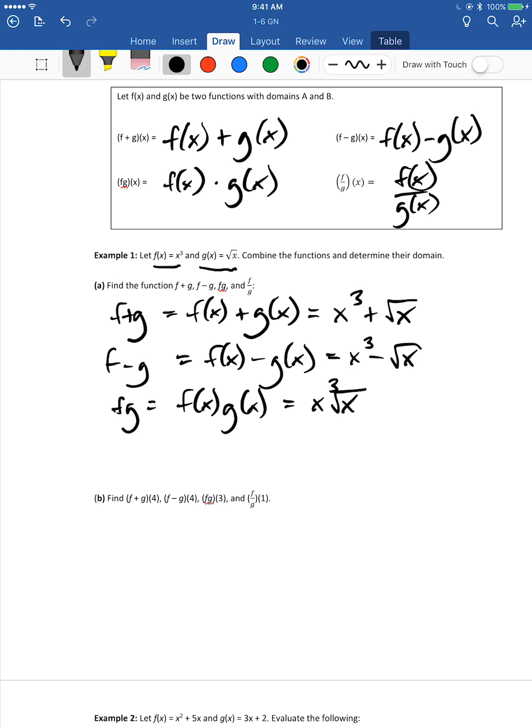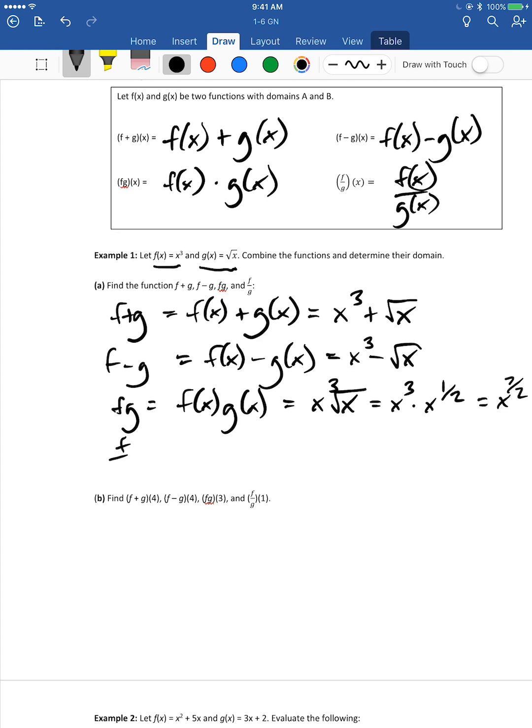Now we can simplify this a little. If you remember the exponential notation for square root of x, then you know that this is really x cubed times x to the 1/2. x to the 1/2 power is the same as the square root of x. But this lets us combine our answers. We're multiplying, so we're adding the exponents. 3 plus 1/2 is 7/2. So this is really x to the 7/2 power.